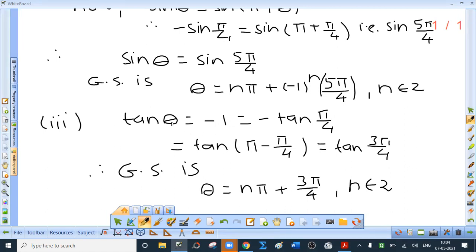Now what is the general solution of tan theta equal to tan alpha? It is theta equal to n pi plus alpha. Here alpha is 3 pi by 4. So the general solution is theta equal to n pi plus 3 pi by 4, n is an integer. So that's it for today.